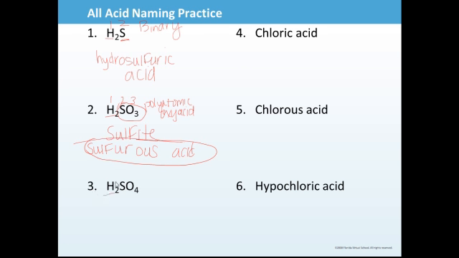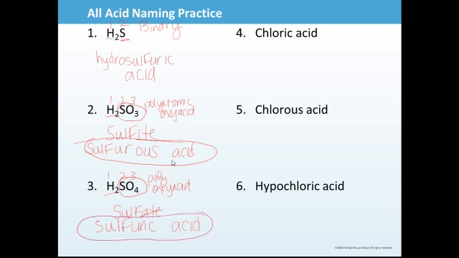Number 3, I have hydrogen. I have 3 elements, therefore I have a polyatomic ion, which means I'm an oxyacid. My polyatomic ion is SO4. We look it up on that sheet. That tells me it's sulfate. We change ATE to IC, and we use the word acid. So we have sulfuric acid.